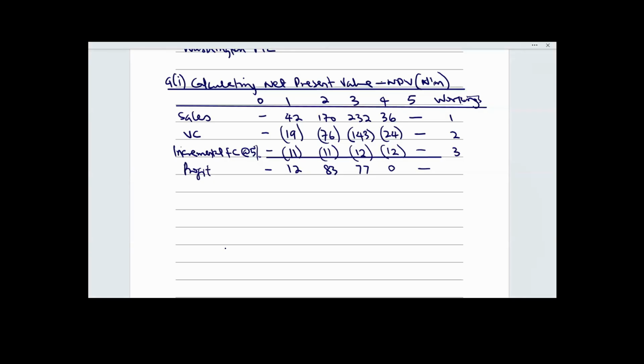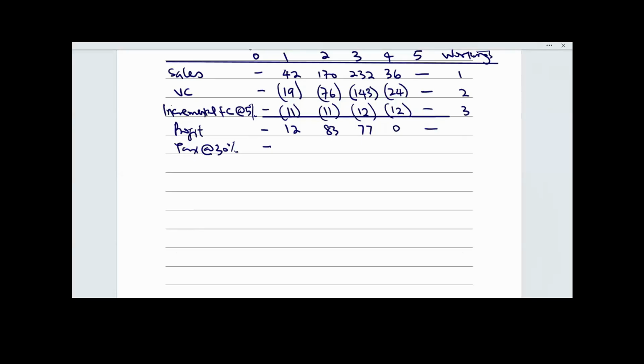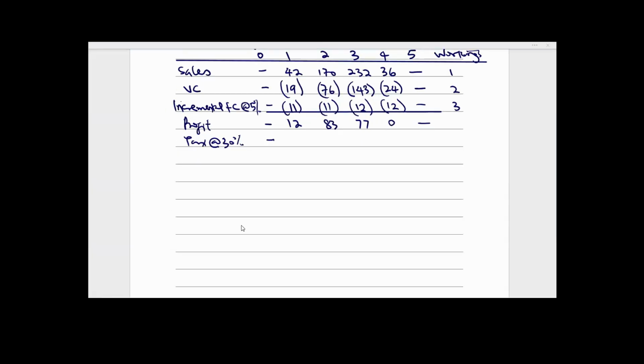You remember we are following a format. Immediately after profit, you are supposed to pay tax. The company tax rate is 30% according to the question. An examiner has told us that tax is paid 1 year in arrears, which means that the profit of year 1 will be taxed in year 2. Therefore, I want to calculate my tax liability. The profit of year 1, which is 12, multiplied by 30%. So I'm supposed to pay tax of 3.6 million. When you round it, that will be 4.